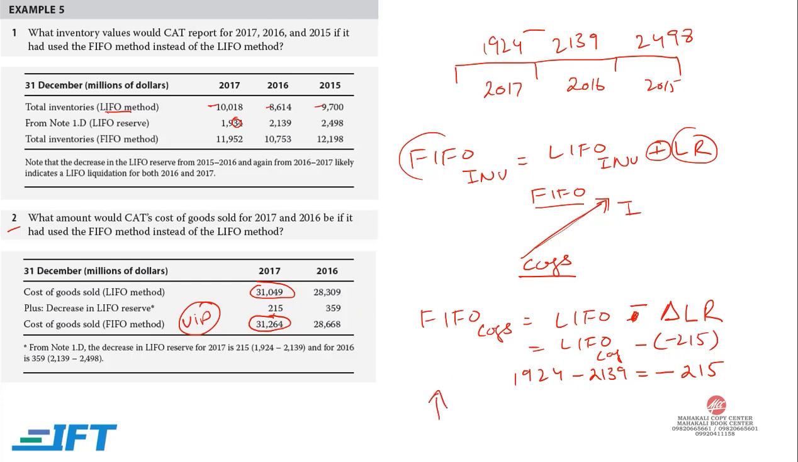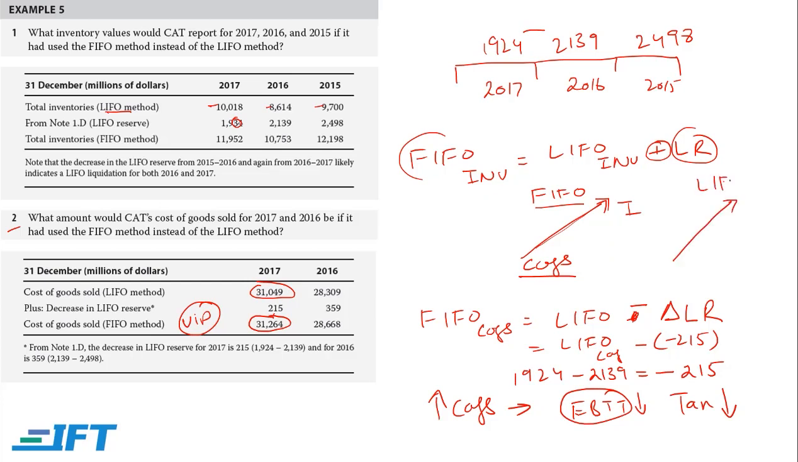Now, what does a higher cost of goods sold indicate? It indicates that the earnings before interest and tax would be lower. That is going to reduce your taxes. In normal circumstances, COGS under LIFO is more as compared to COGS under FIFO. So if COGS is more in LIFO, it means earnings before interest and tax is lower, and hence it should have lower taxes as compared to FIFO.